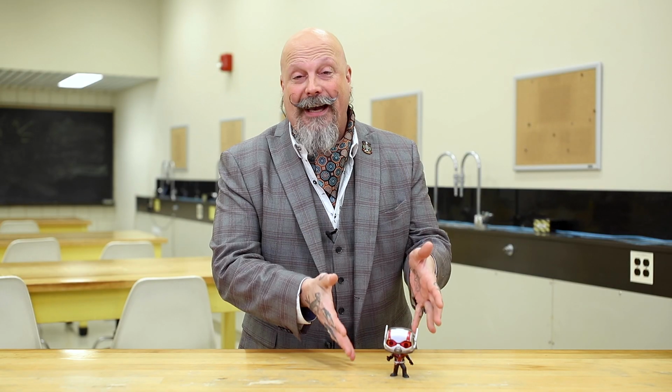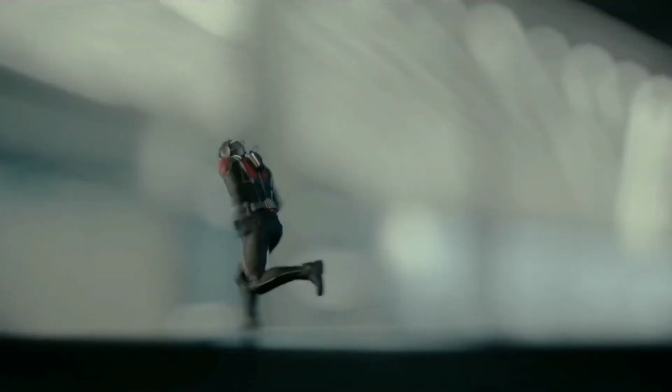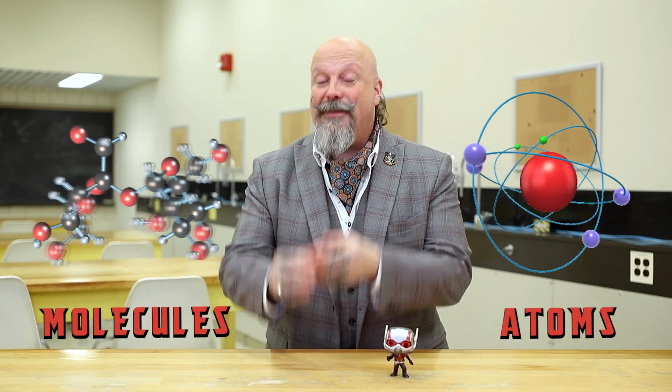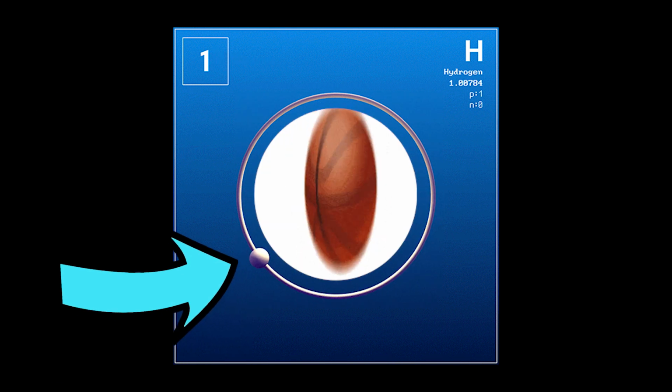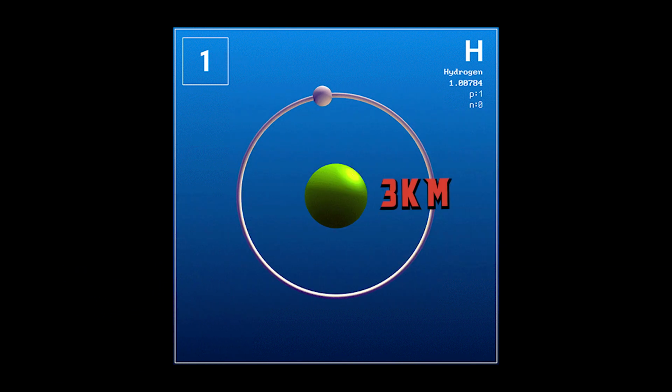So in the movie Antman, they use these things called Pym particles to shrink Scott Lang down to the size of an ant. So what's the reality of actually shrinking? Well, the matter that makes us up is composed of molecules and then atoms. These atoms are mostly empty space. If you were to bring up the nucleus of a hydrogen atom to the size of a basketball, the electron that orbits it would be 3 kilometers away. That's a lot of empty space.